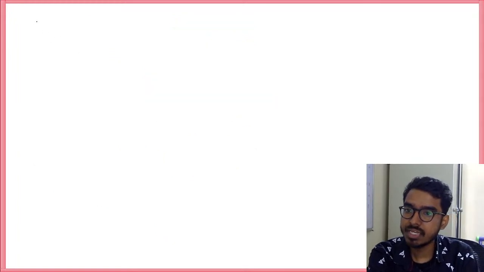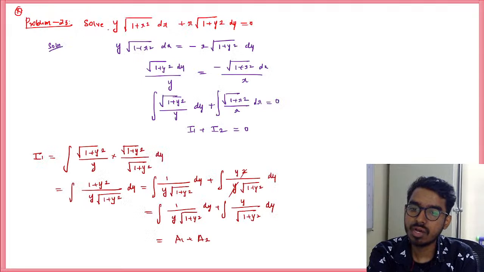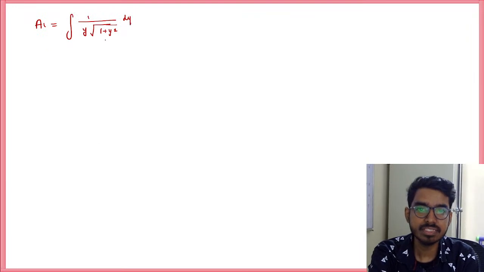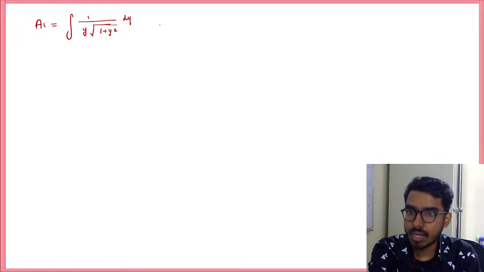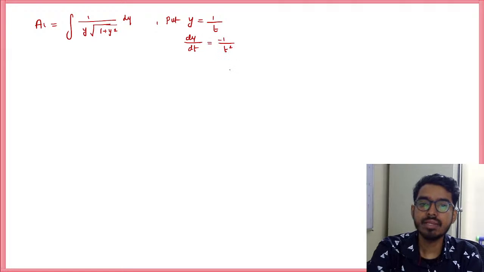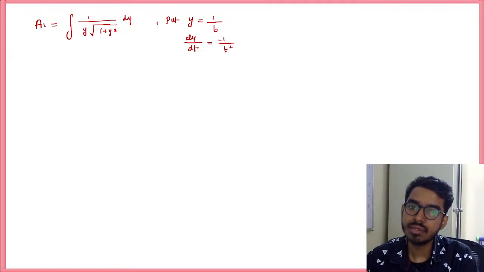Now what is a1? So a1 is integration of 1 divided by y into root of 1 plus y square dy. Remember, this is not a rational function. As you can see, the degree is 1 by 2 here, so it has to be in whole numbers for a polynomial. What I'm going to do is put y equal to 1 by t. Now what about dy by dt? It will be minus 1 by t square, since the derivative of 1 by x is minus 1 by x square. Therefore we have dy equal to minus dt by t square.